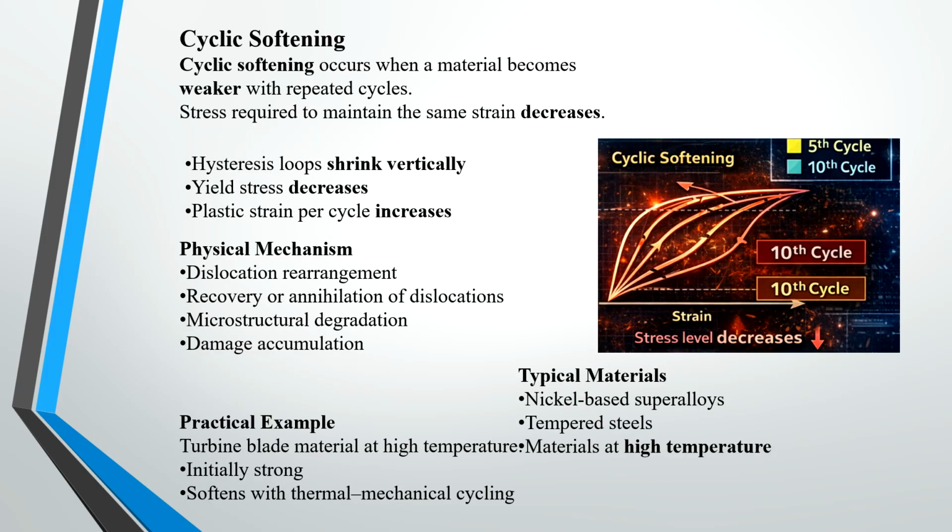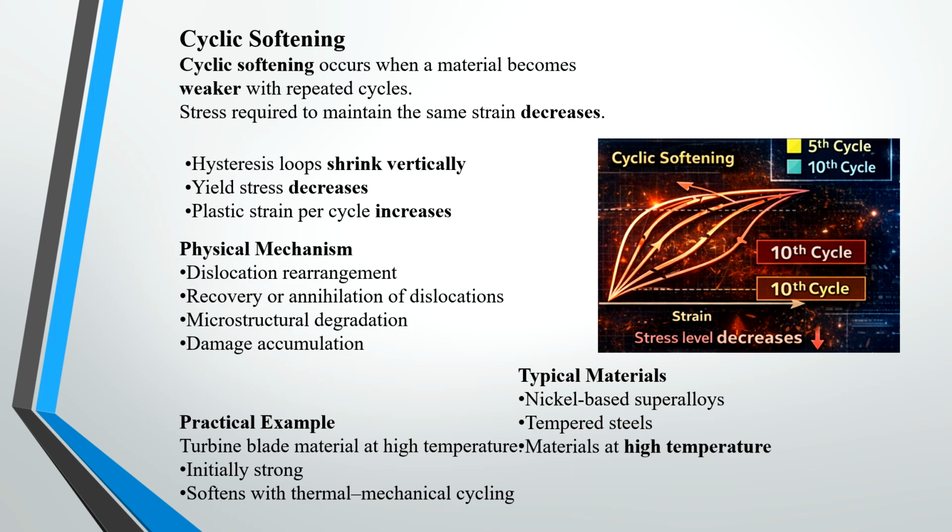So what is cyclic softening? Cyclic softening occurs when a material becomes weaker with repeated cycles. Okay, the stress required to maintain the same strain is decreased. You can see the hysteresis loop actually shrinks vertically, and the yield stress also decreases. The plastic strain per cycle also increases. Okay, because of that, we can see the softening behavior in the material. So it becomes weaker with repeated cycles.